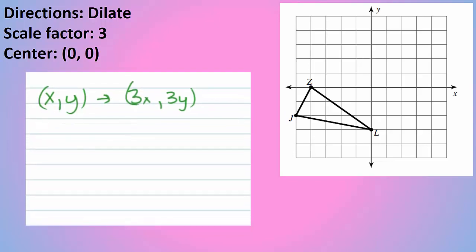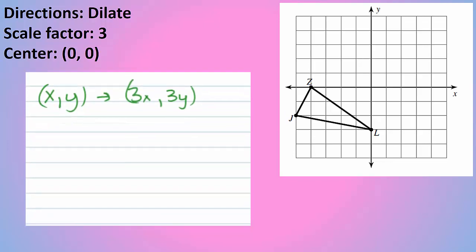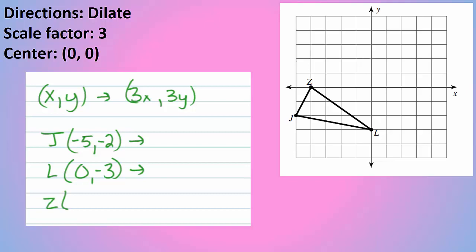And so we'll identify our ordered pairs. J has a value of (-5, -2). L has a value of (0, -3). Z has a value of (-4, 0).